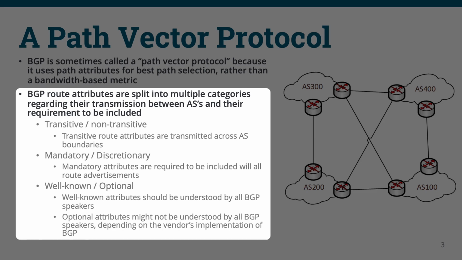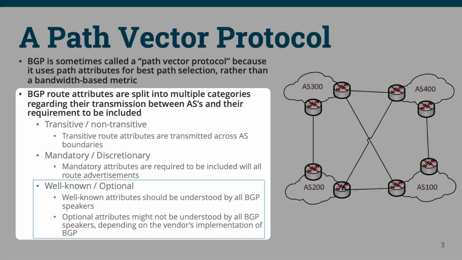These categories are based on whether they are included in eBGP peerings between routers in different autonomous systems, whether they are required or not to be included for an advertised route, and whether they are defined as a well-known attribute which all vendors must support, or if they are optional when it comes to the vendor's implementation of BGP.